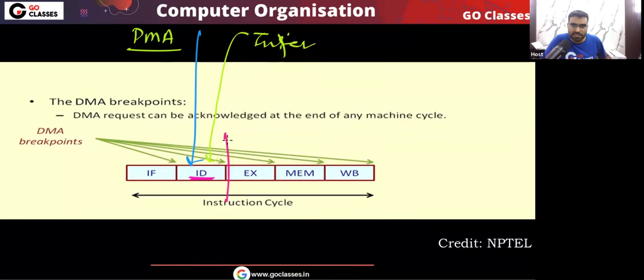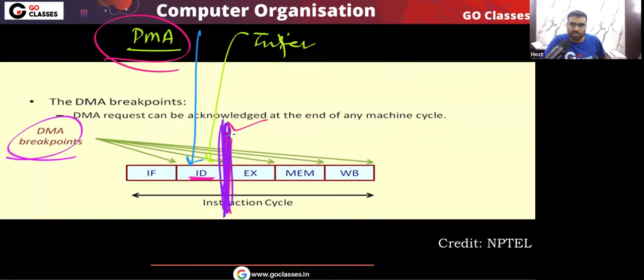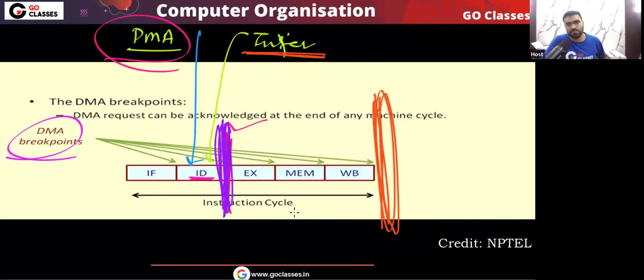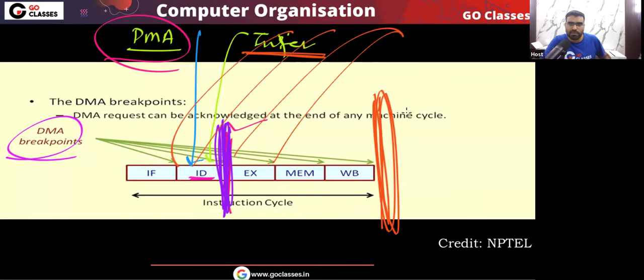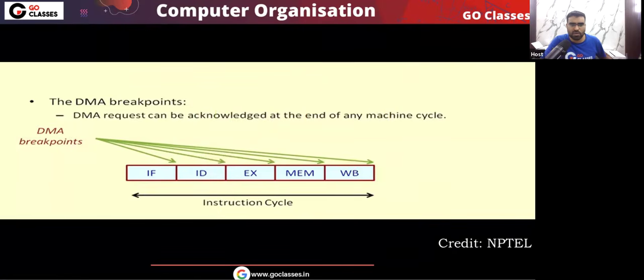The CPU will acknowledge this DMA request here, because these are DMA breakpoints. At this point, the CPU will give control of the system bus to the DMA. But this interrupt will be acknowledged at the end of the instruction only, not in between. So an interrupt can come anytime, but it will be acknowledged only at the end. Is this clear? So this is the interrupt breakpoint, meaning here the interrupt is acknowledged.